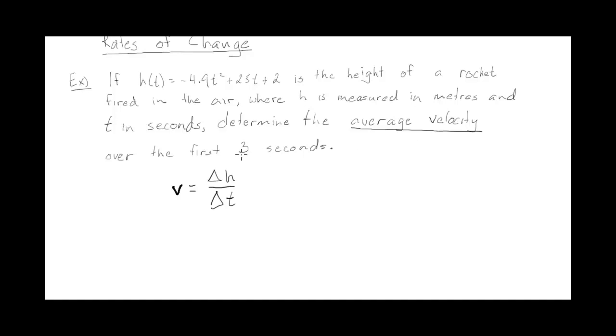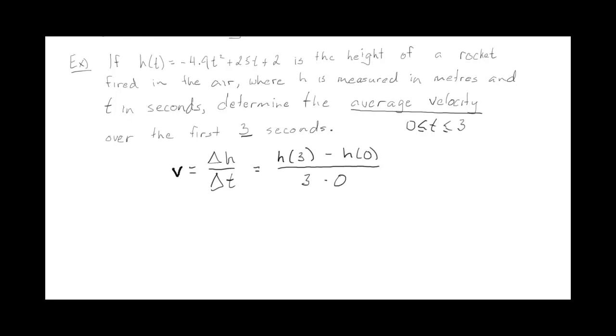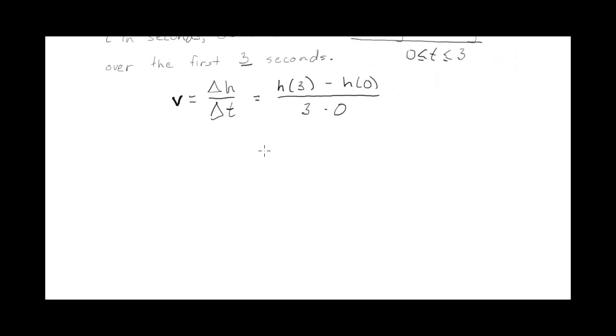So the question said over the first 3 seconds. So the first 3 seconds would start at 0 and then go to 3 seconds. So from 0 to 3 seconds, what's the rate of change? So it's really just a slope calculation. So we want the height at 3 seconds minus the height at 0 seconds, because we're going between 0 and 3, all divided by the change in time, which would be 3 minus 0. And so this is basically just a slope calculation, and you're going to work that out.